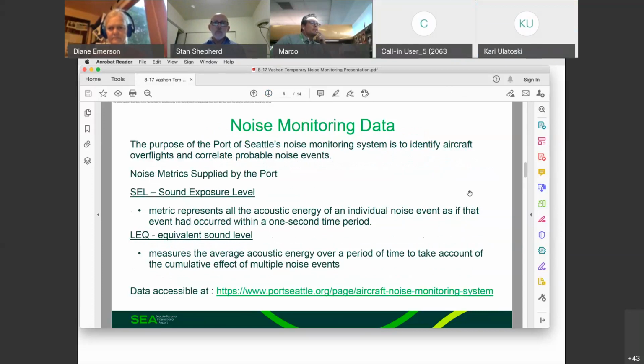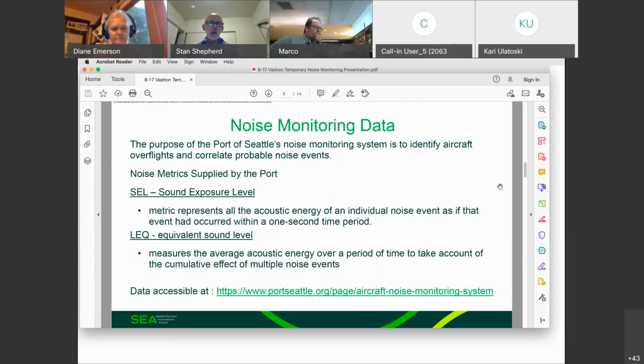So the purpose of the noise monitoring system is to really identify aircraft overflights, and that identifying of the overflights, as we talked about, from the noise monitoring system correlated with the air traffic, the flight that went over, and then we supply what we call really common aviation industry noise metrics associated with those. So we talk about what we call a sound exposure level. I always think of that as a one-time overflight. What noise did that one aircraft make when it flew over and it occurred?